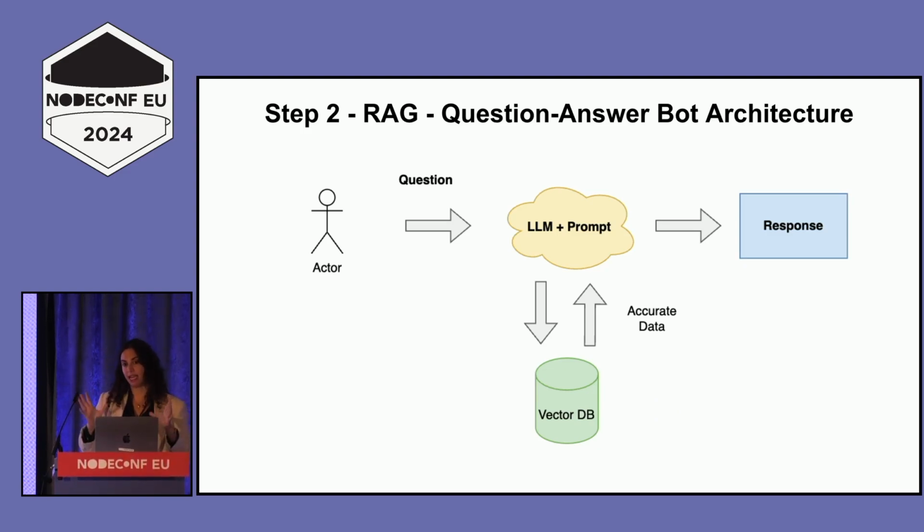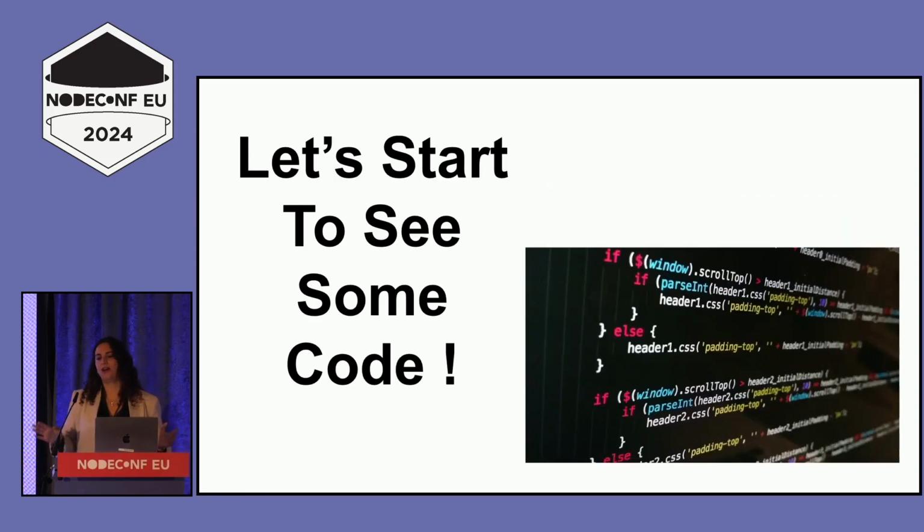After I have the database with the embedded data, on every question I can retrieve the accurate data according to the index that I choose, so the LLM can answer the question correctly. Okay, so to understand those things, you need to understand a lot of theory, but let's start to see some code.